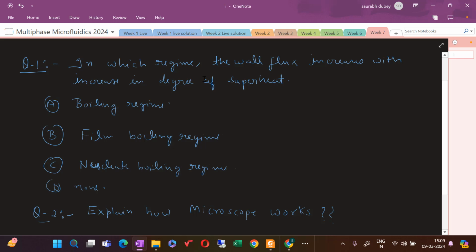In which regime does the wall flux increase with increase in the degree of superheat? The options are boiling regime, film boiling regime, and nucleate boiling regime. That was the one question. And apart from that, we will be having some more questions.